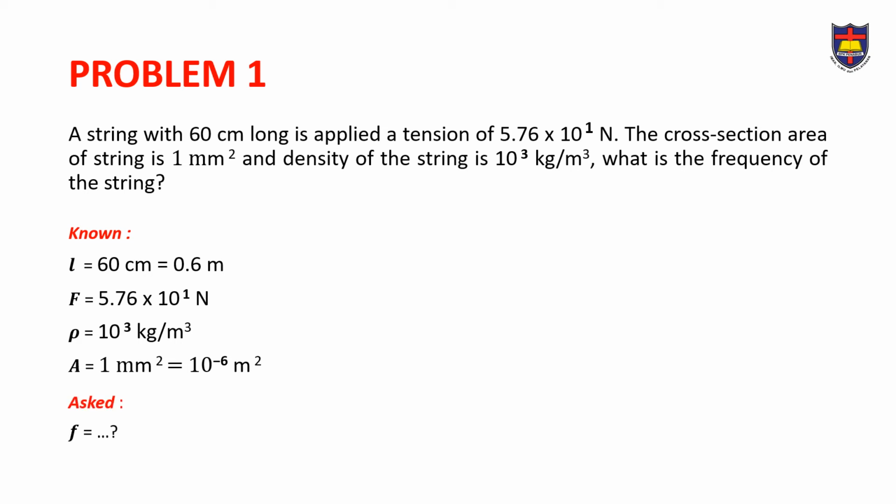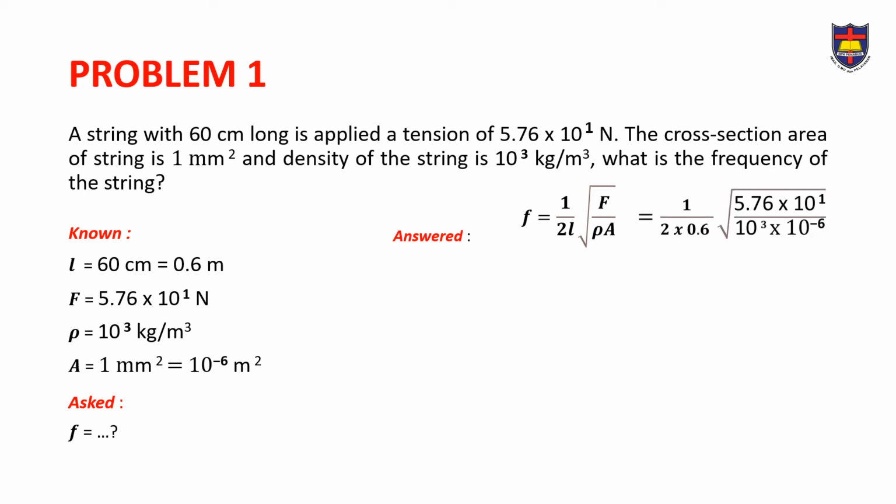Alright, to find the frequency, we can use the formula f equals 1 over 2L times the square root of F over rho times A, right? So we can substitute the numbers into the formula: 1 over 2 times 0.6 times the square root of 5.76 times 10 over 10 to the power of 3 times 10 to the power of minus 6.